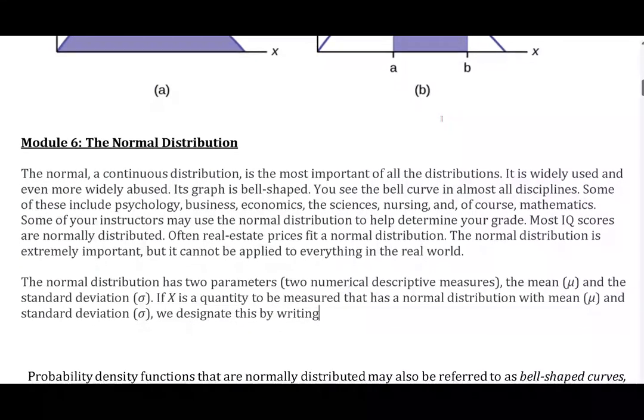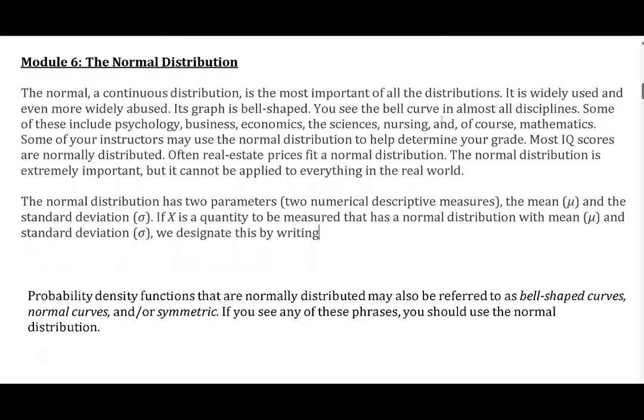However, the special case of the continuous probability distribution that we're going to be focusing on in this particular video is the normal distribution. The normal distribution is a continuous distribution, which is the most important of all the distributions. It is widely used and even more widely abused. Its graph is bell-shaped. You can see the bell curve in almost all disciplines. Some of these include psychology, business, economics, the sciences, nursing, and of course, mathematics. Some of your instructors may use the normal curve or the normal distribution to help determine your grade. Most IQ scores are normally distributed. Often real estate prices fit a normal distribution. The normal distribution is extremely important, but it cannot be applied to everything in the real world.